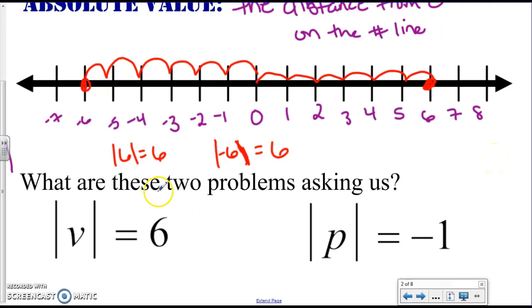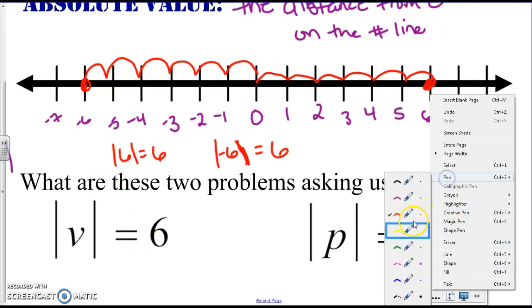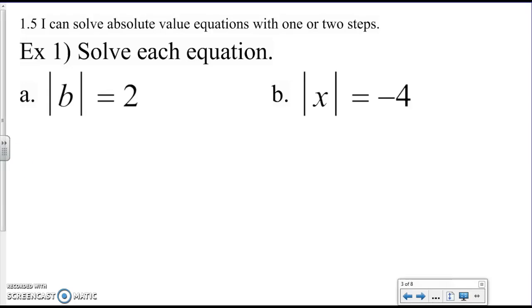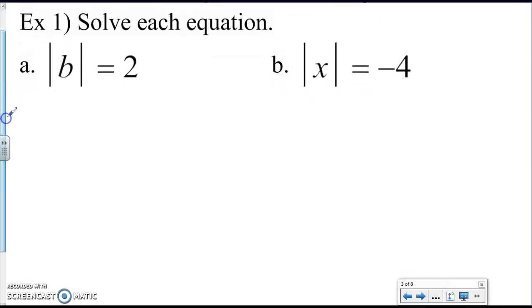We're going to take that a step further and solve absolute value equations. This equation is asking me which numbers are 6 units away from 0. We already talked about that. There are two numbers that are 6 units away: 6 and -6. The next one is asking what numbers are -1 units from 0, and that's not possible because we can't be -1 steps away. So we say no solution there.